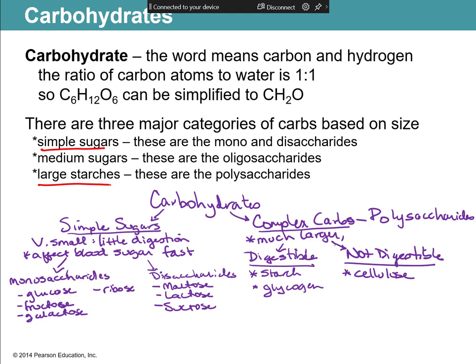Carbohydrates are either going to be very small molecules, which you can think of as the simple sugars. They have that characteristic sweet taste. When they hit your taste cells, the receptors in your taste buds, this triggers the sensation of sweet. They're really small. There's not much digestion that happens with simple sugars.